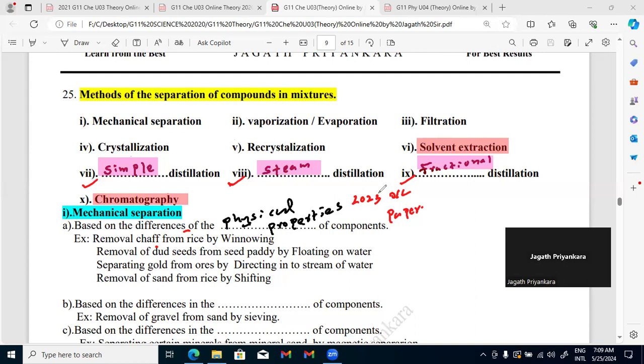What are the physical properties, student? Density, size, color, appearance, texture. These are boiling point, melting point. These are called physical properties.